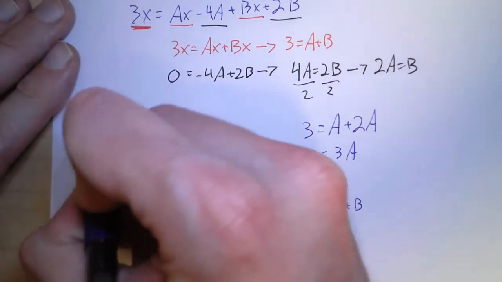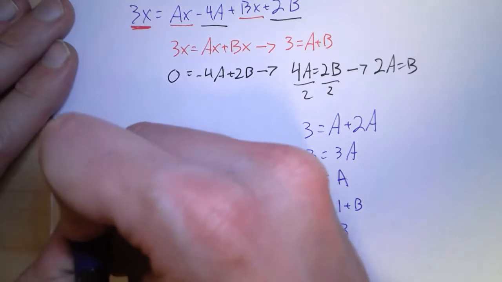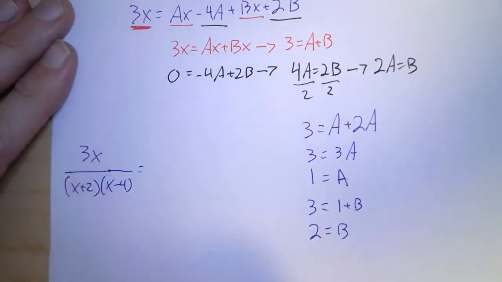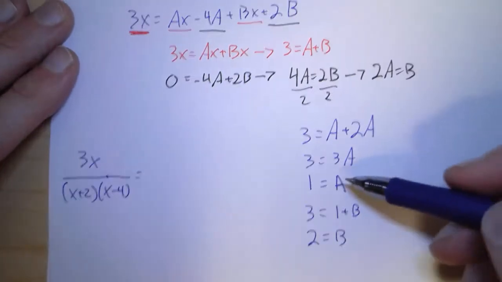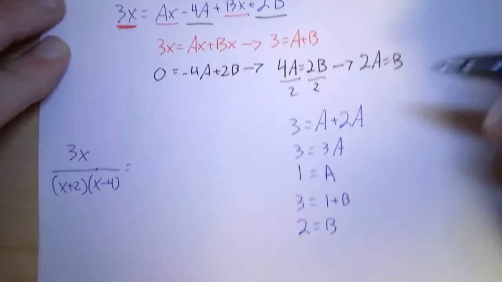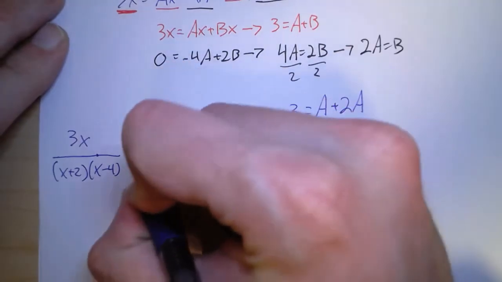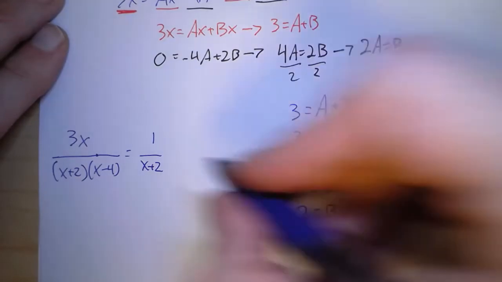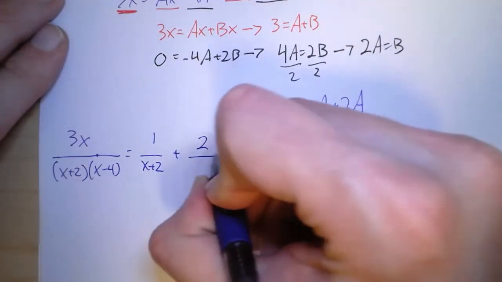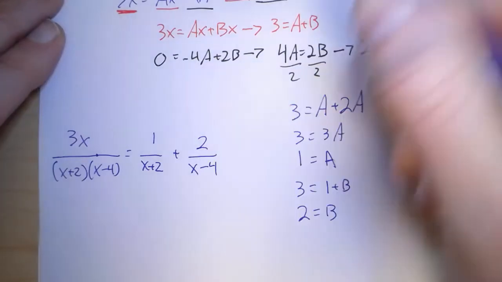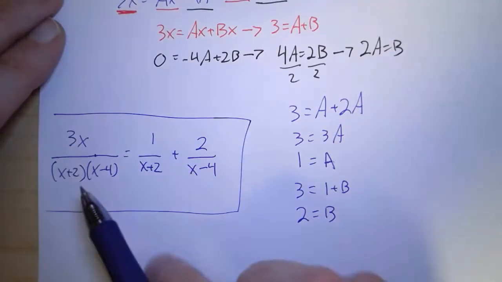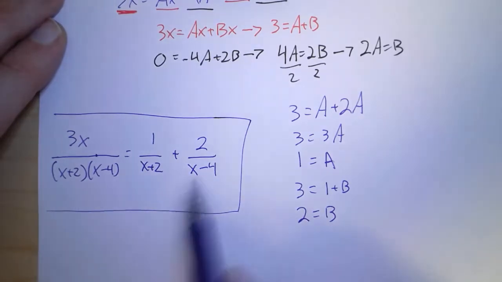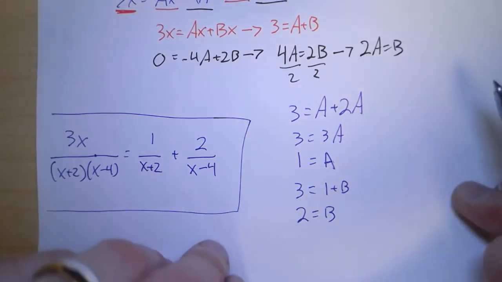So this fraction decomposition works like this. We have 3x over x plus 2 times x minus 4. And that equals a over x plus 2, so that's going to be 1 over x plus 2 because that's the value we found for a. And then b is 2, so that's going to be plus 2 over x minus 4. So this is how we break down this one fraction into 2, and we separate out the factors. So let's try another one.